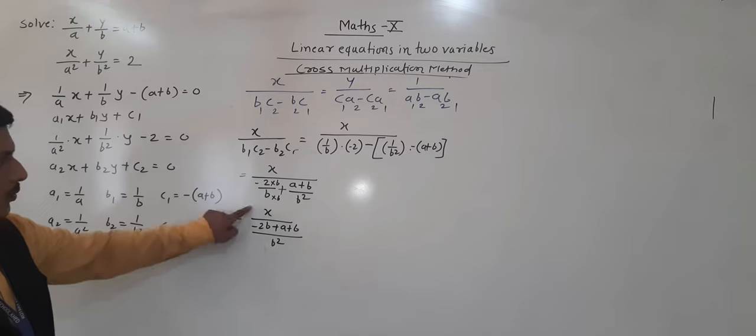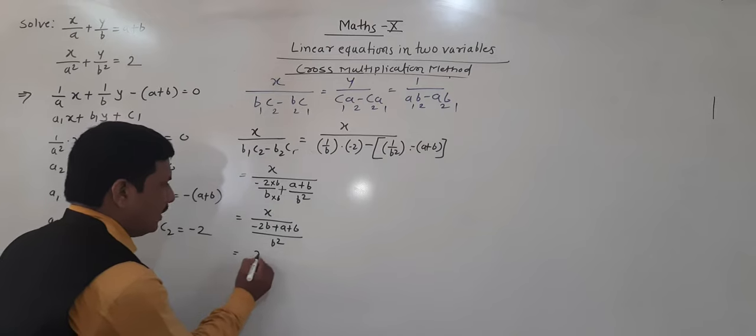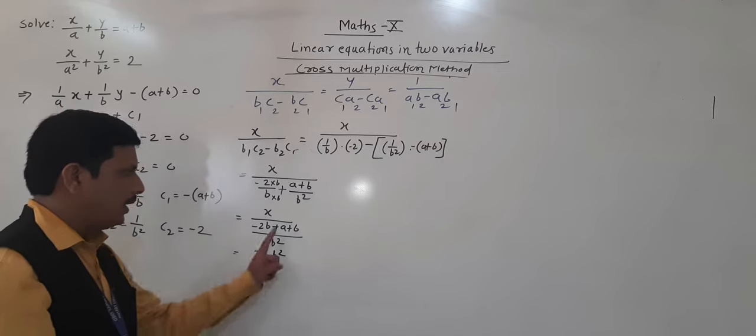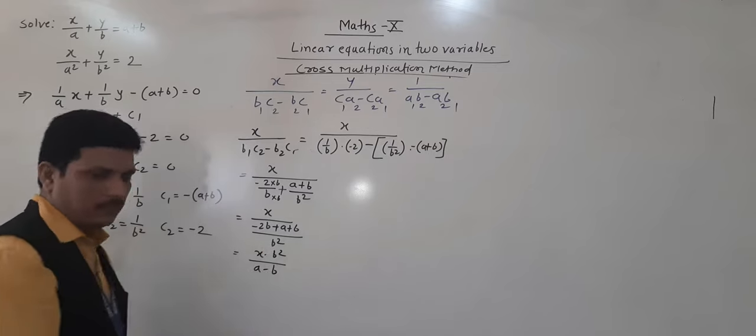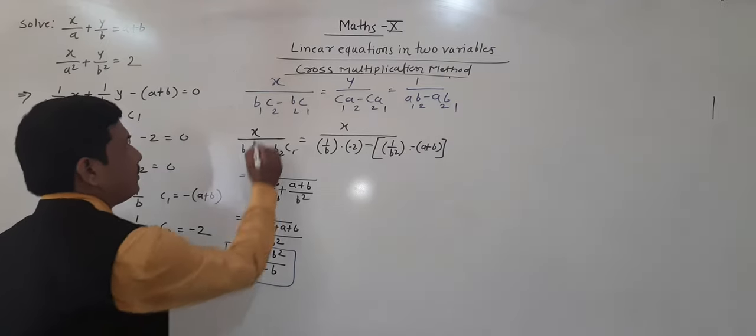So b square we can multiply with x. We can take the reciprocal, so x into b square; minus 2b plus b will be minus b, and this a, so we can write a minus b. So this is our first one. This is the value of this.